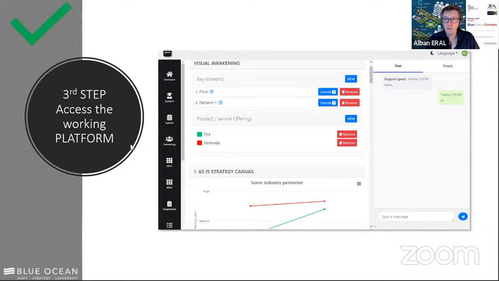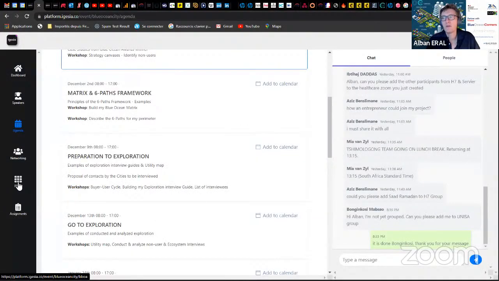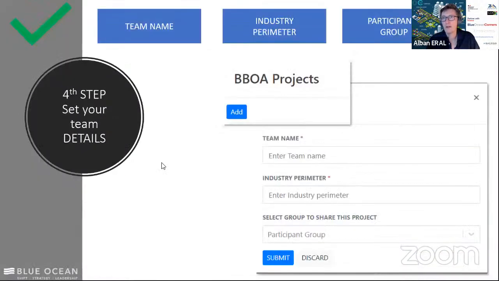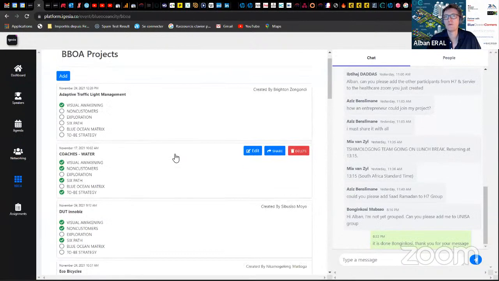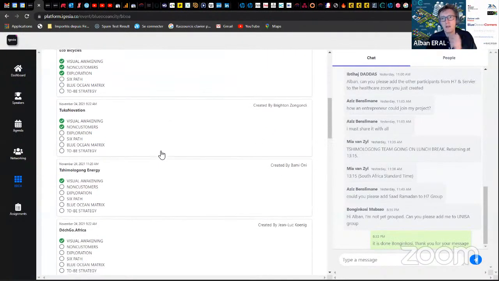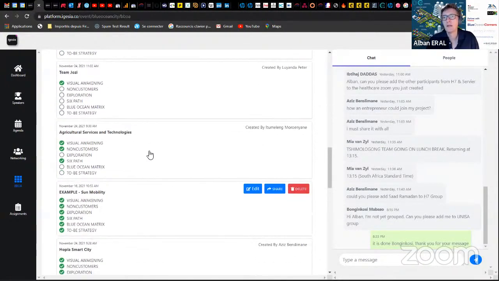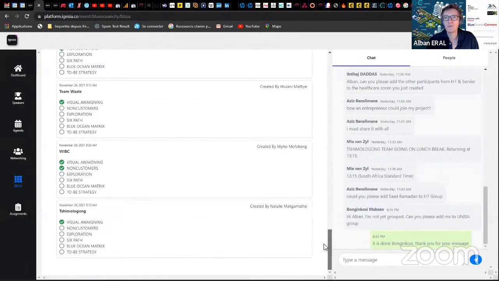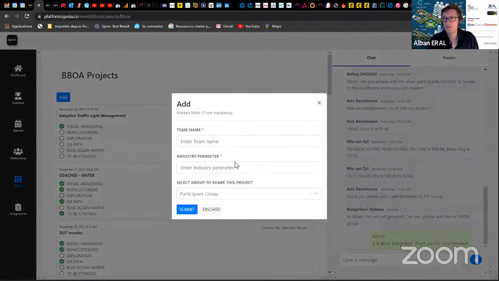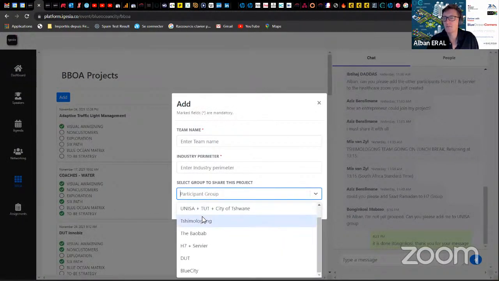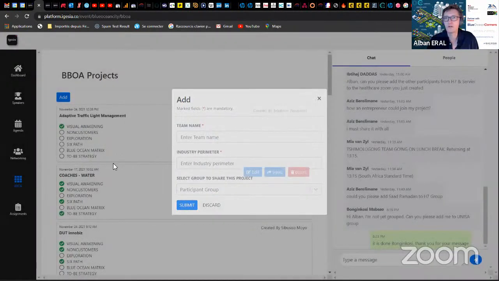You normally all have access to the working space platform we are using here, this platform, you see. So if not, please let us know and we'll fix that. And you have all created your first project in the BBOR part. So we see here several projects. You can add any other project if you want to start again. You can click on add and you can add any project. Feel free to be sure of the industry perimeter and to share with your organization, so your coaches can access your project.